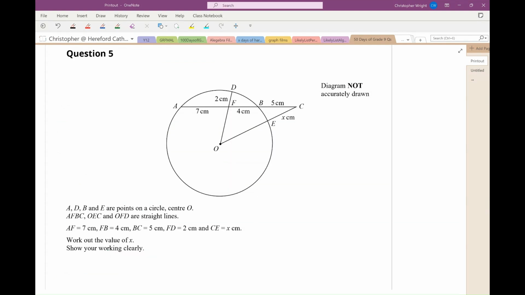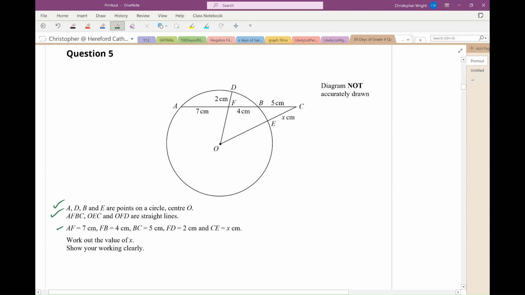Question 5. Right, let's have a look at this diagram first, and let's agree that we're likely to use the intersecting chord theorem. Okay, and now let's have a look. A, D, B, and E are points on the circle. Yes, they're labelled. A, F, B, C, and O, E, C, and O, F, D are straight lines. Yes, they look like it.